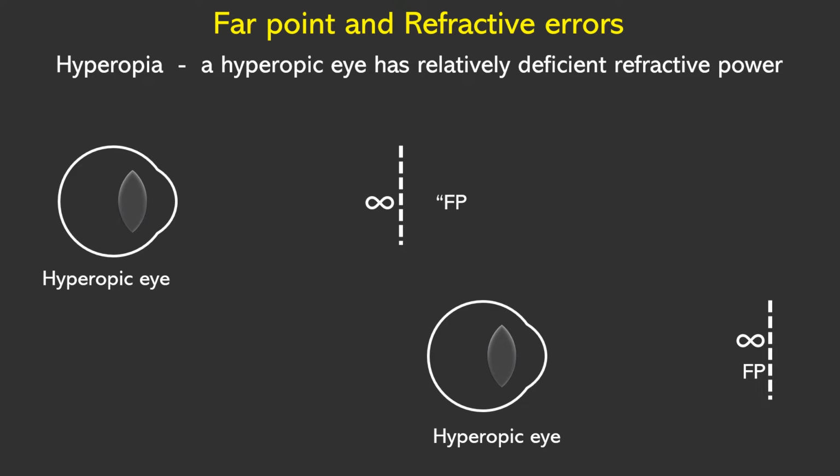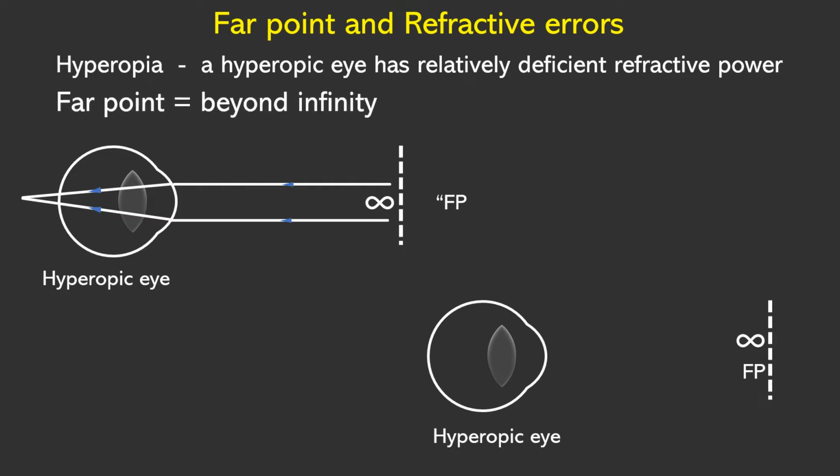Hyperopia. A hyperopic eye has a relatively deficient refractive power, that is, not enough plus power. In hyperopia, parallel rays coming from infinity are not refracted enough and focus behind the eye. The retina is conjugate with a point at a greater distance than infinity. So we say that the far point is beyond infinity, which is completely virtual, not real. And a plus lens is used as the correcting lens in hyperopia, which converges incoming light rays onto the retina to make the retina conjugate with infinity.